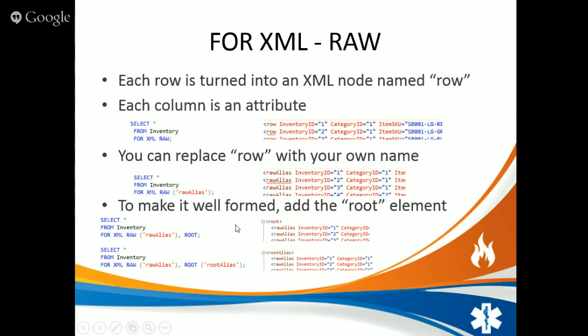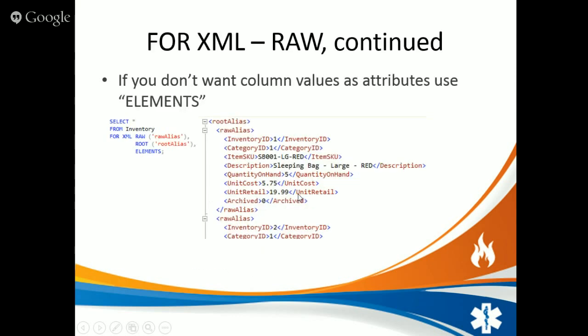And to make it well formed, you tag on a root option after the row, or after your alias if you alias it. So you can say root, in which case it applies a node named root, which you can also alias, and then it will be well formed.